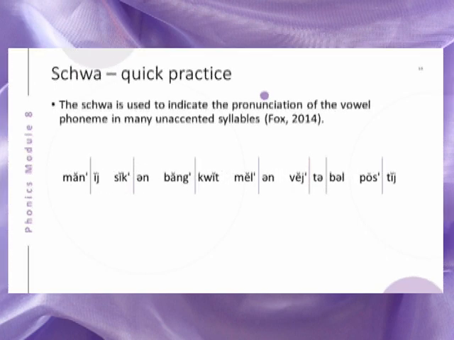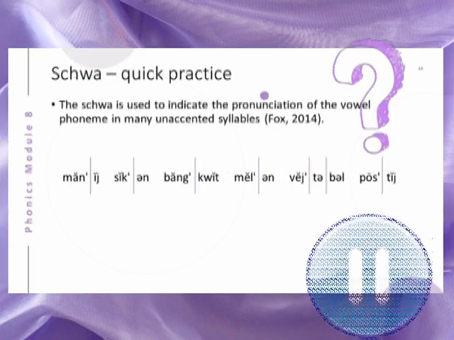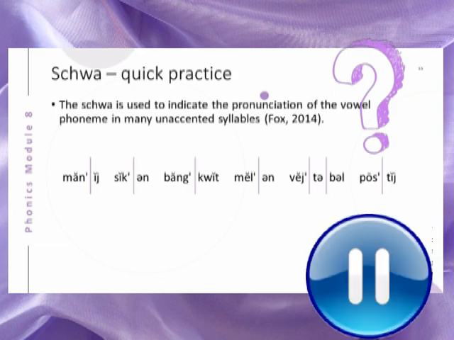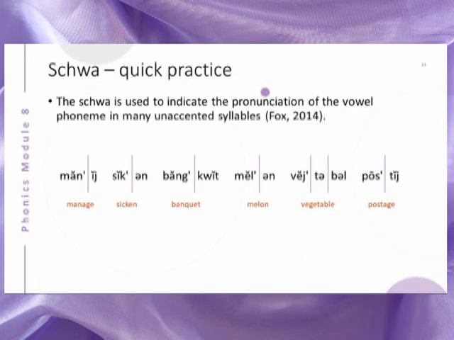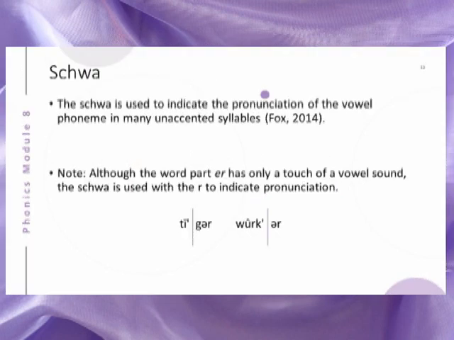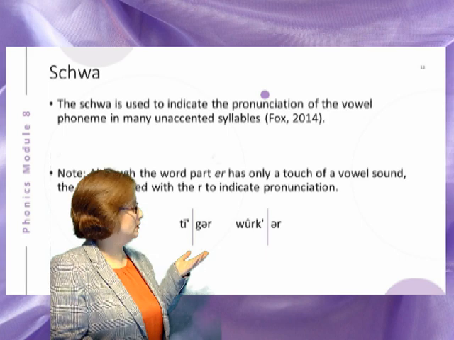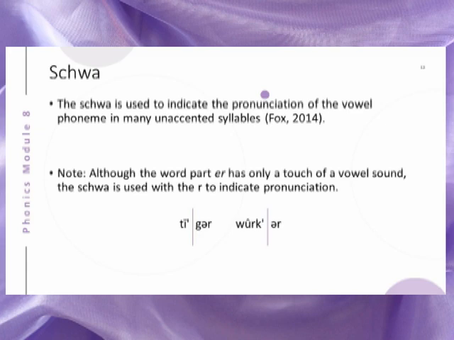These words are written to show their pronunciations. What are the words? Although the word part ER has only a touch of a vowel sound, the schwa is used with the R to indicate pronunciation. This is important to remember when dealing with suffixes and R-controlled vowels.